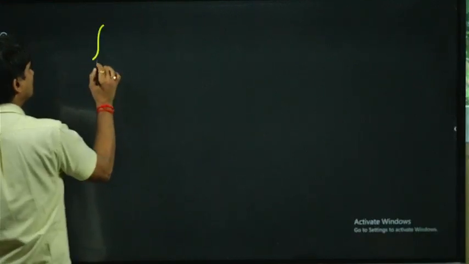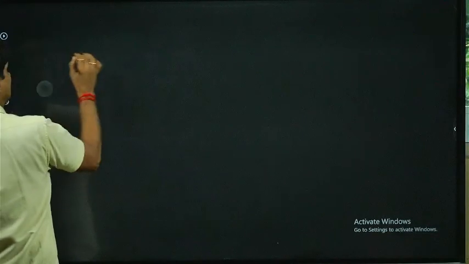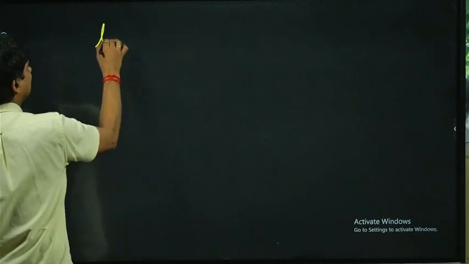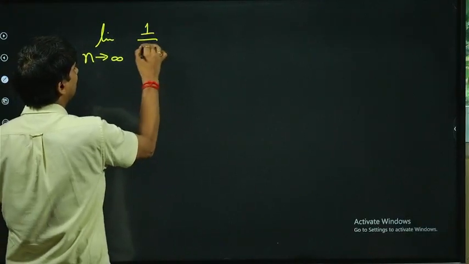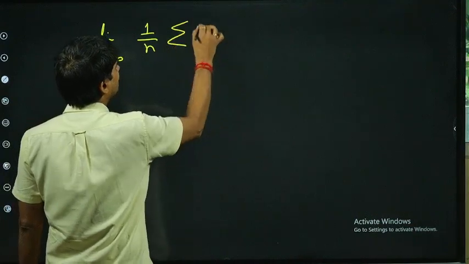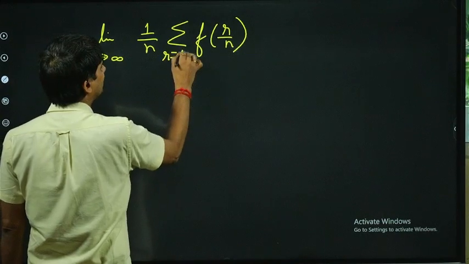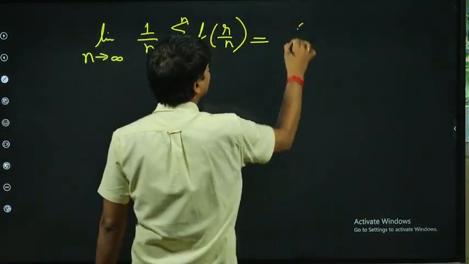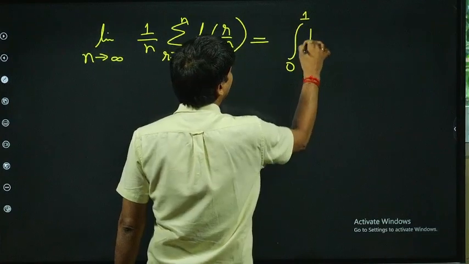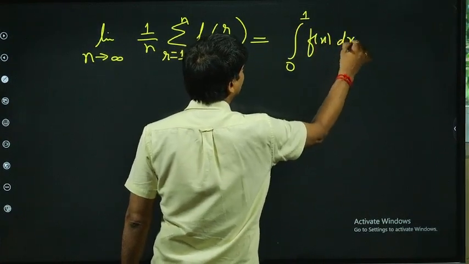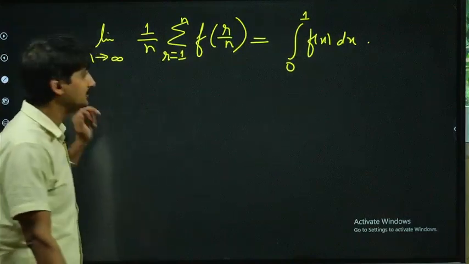this result which says that if I have to evaluate this limit as n tends to infinity, and if it is of the form 1 by n summation of f of r by n, r goes from 1 to n, now this is nothing but integral 0 to 1 f of x dx. I think all of you must be very well aware of this, bachcho, isn't that?